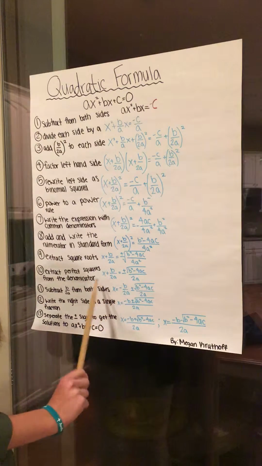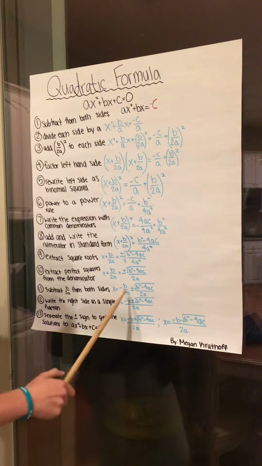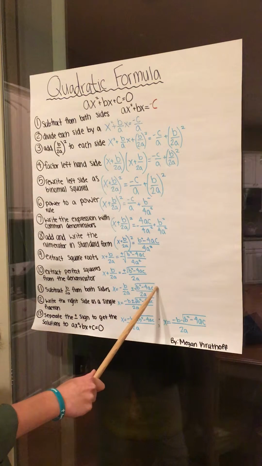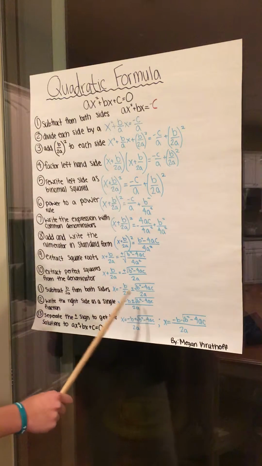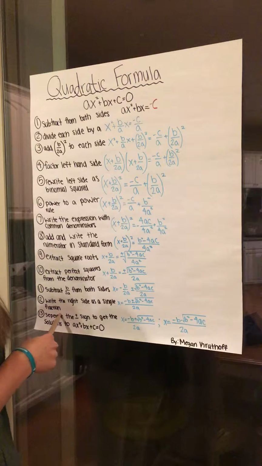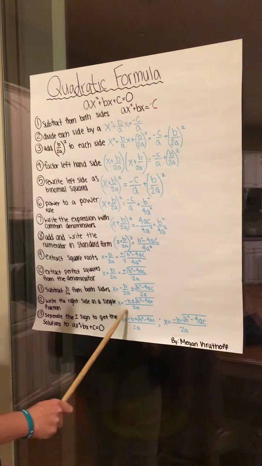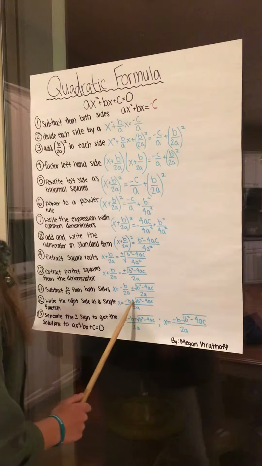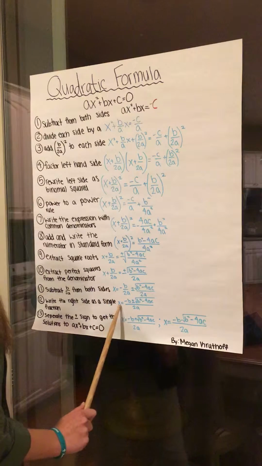So x would equal negative b over 2a, because you're subtracting it, and then plus or minus the square root of b squared minus 4ac over 2a. And then the 12th step is to write the right side as a single fraction. So in order to get the final step, we're going to write it as a single fraction because it's easier. So it would be x equals negative b plus or minus the square root of b squared minus 4ac, over 2a.